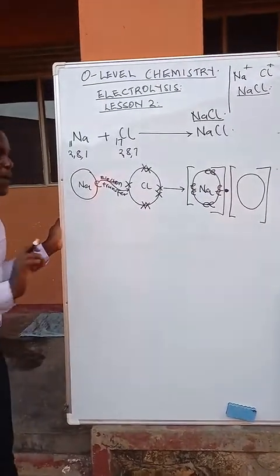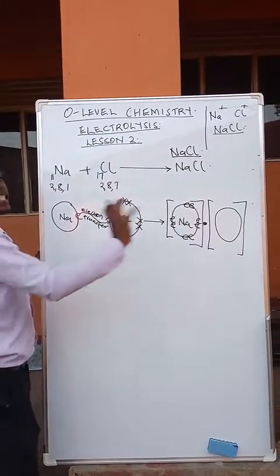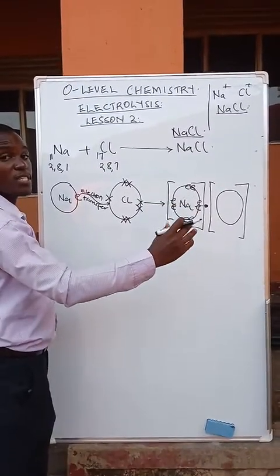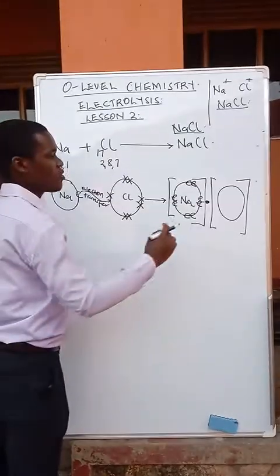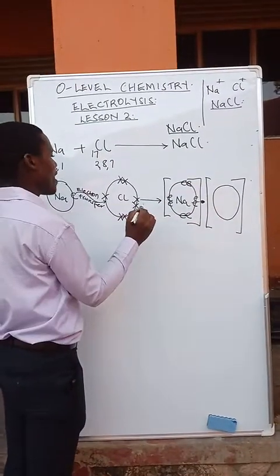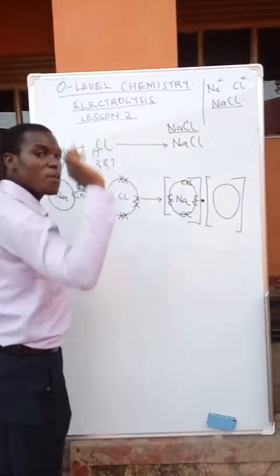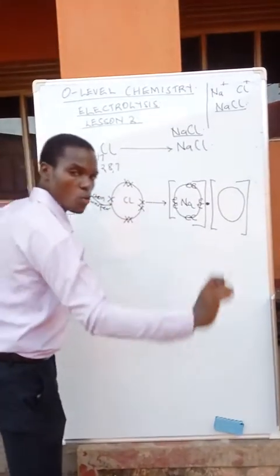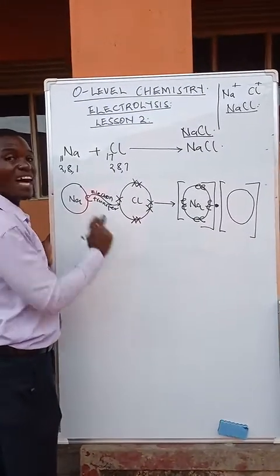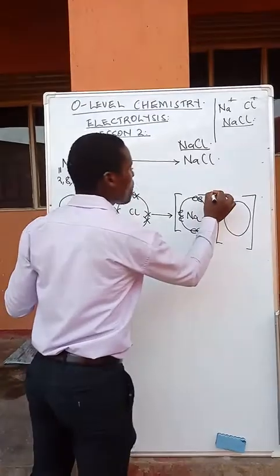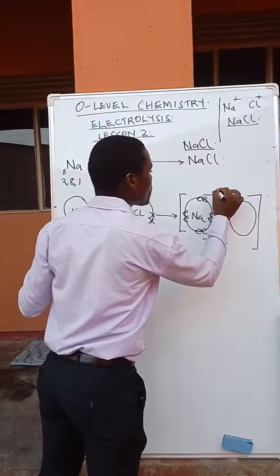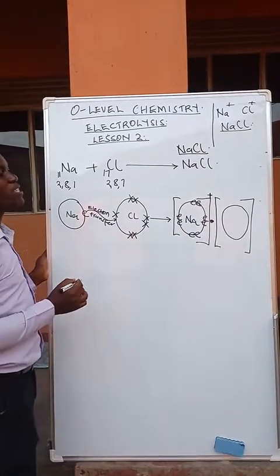Now this is for sodium. But remember, when a metal atom loses an electron or electrons, it forms a positive ion. So I have to write the charge here, but the size of the charge depends on the number of electrons lost. Since the sodium atom has lost one electron, it forms a unipositive ion. I will put it up there.